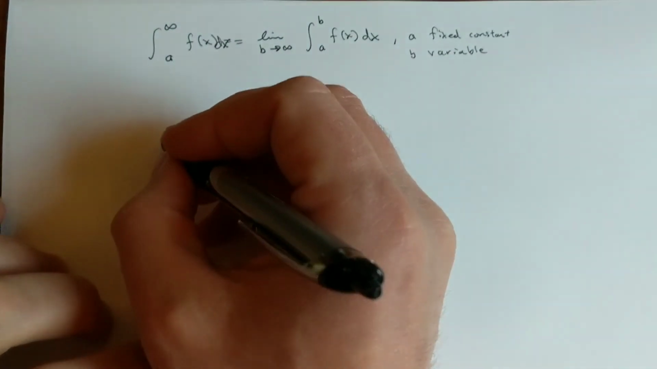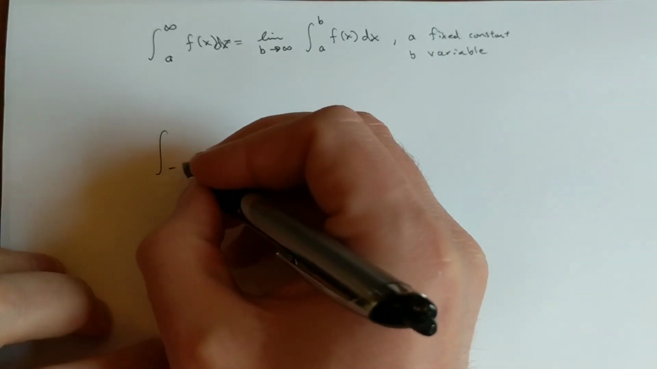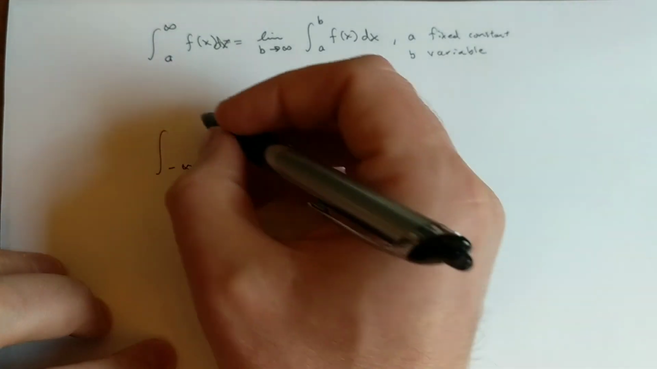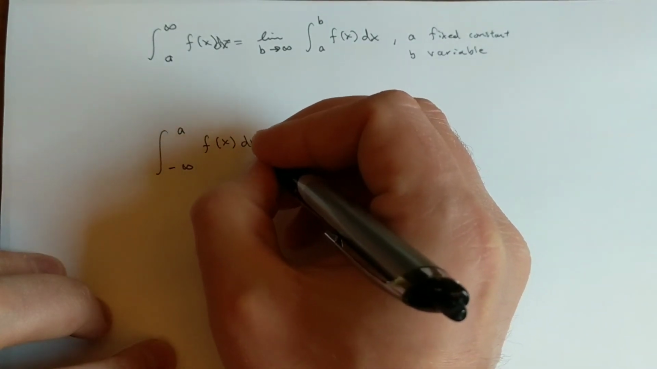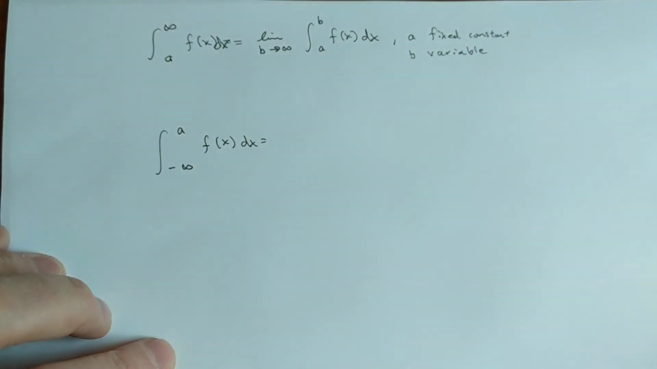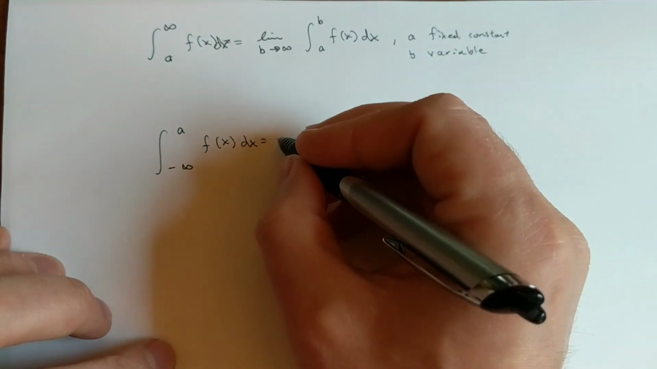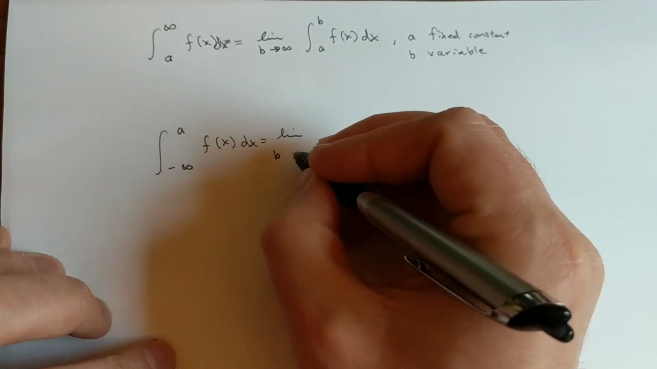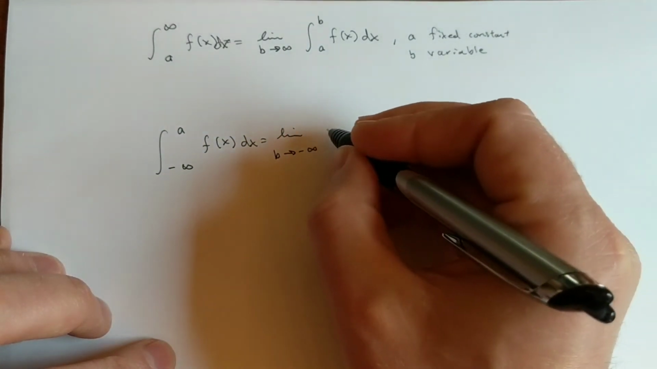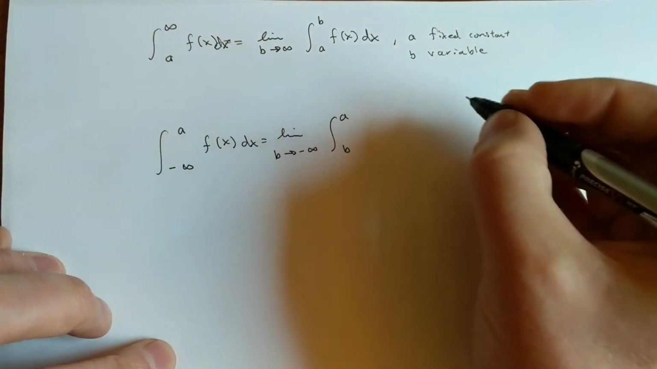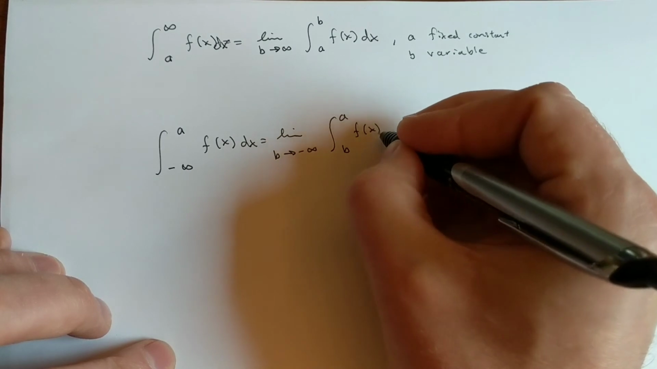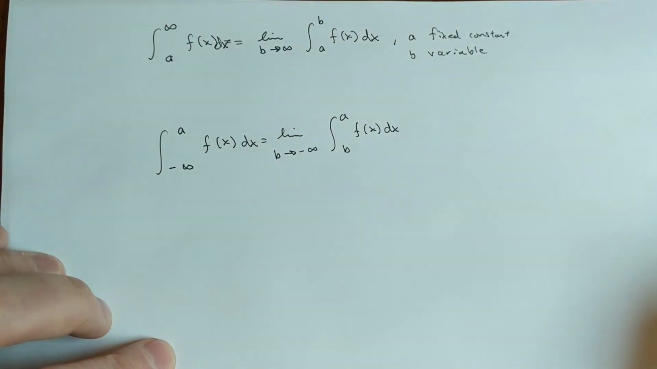Another thing that could happen is we could go out to negative infinity and up to some fixed value. We're going to do the same kind of thing. We're going to take the limit as b goes to negative infinity now, and b will take the place of negative infinity. a is still our fixed value, which in this case is an upper bound, and the same kind of thing happens.